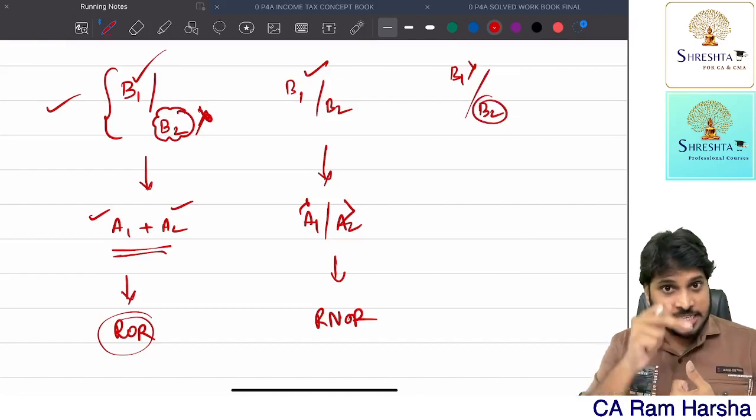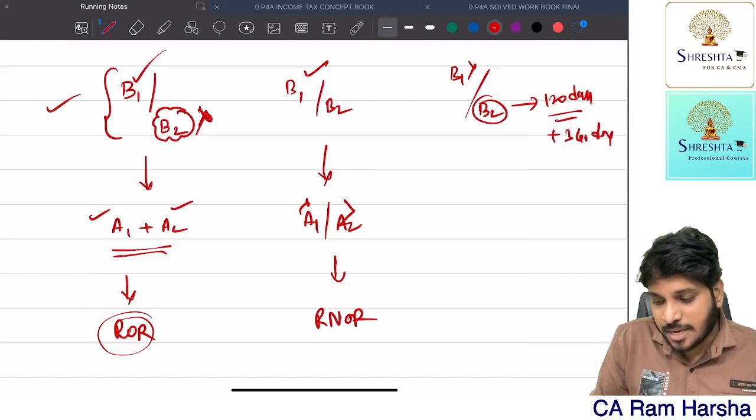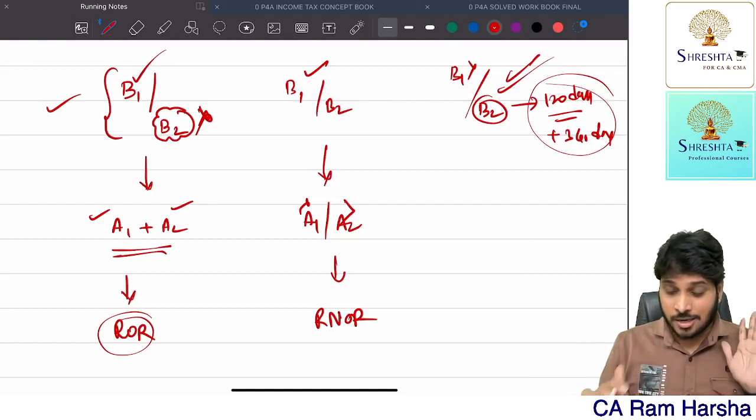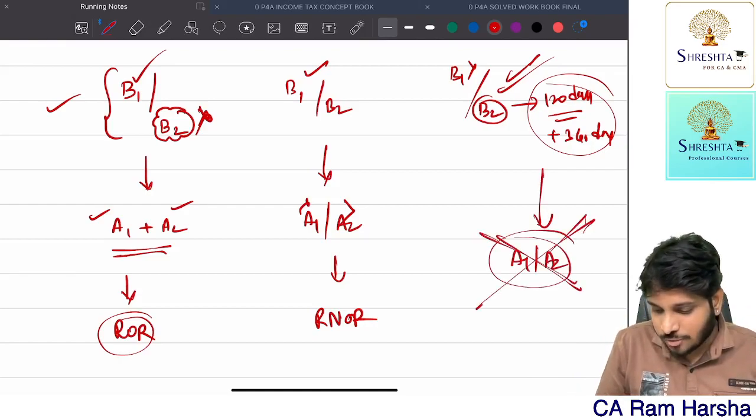Indian origin, Indian citizen visiting India. He's an Indian origin, Indian citizen visiting India. For him, how do we apply? The 120 days logic will apply, plus 365 days in the past 4 years. If this is satisfied, he is what again? Resident. Now for him, do we apply A1 and A2 logic? Not at all. We don't even check.